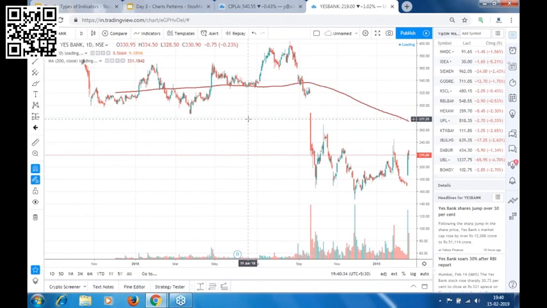Then again the stock prices came down, took a support on the 200 moving average, then again it crossed the 50 moving average, and then again a buy signal was generated. And whenever a short term moving average crosses below the long term moving average, a sell signal is generated, and this is known as your death cross.